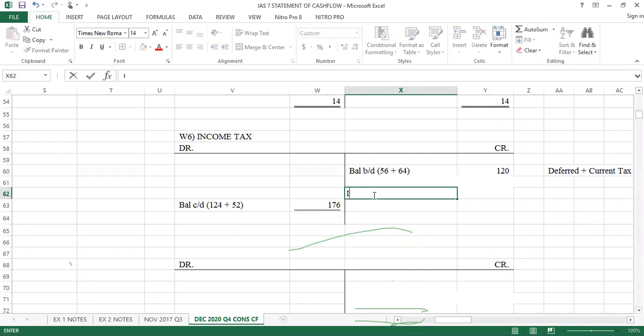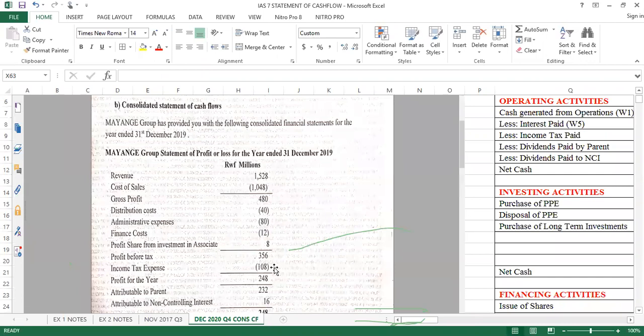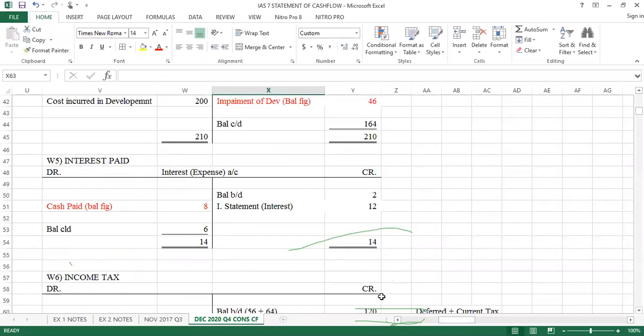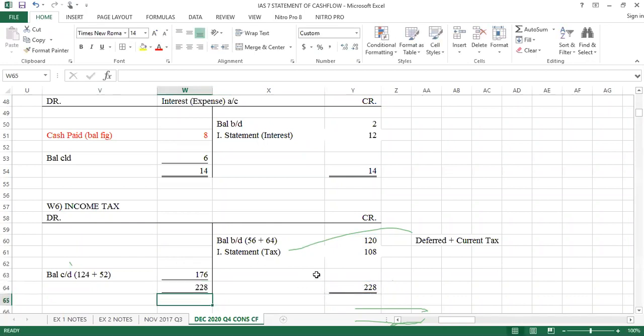the amount in the income statement, what was the tax in the income statement? Tax paid in the income statement. Were we given tax? Yes, we were given 108. You can see 108 is the tax in the income statement. So which side is it on? The credit side. So this plus that gives us 228.